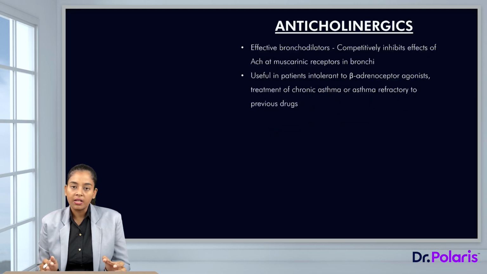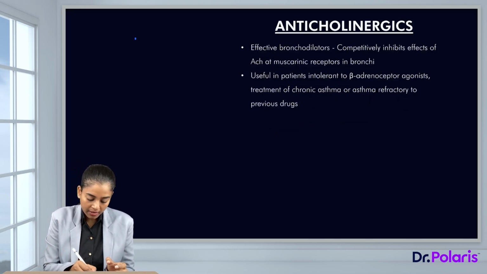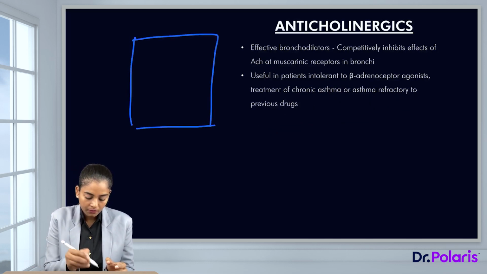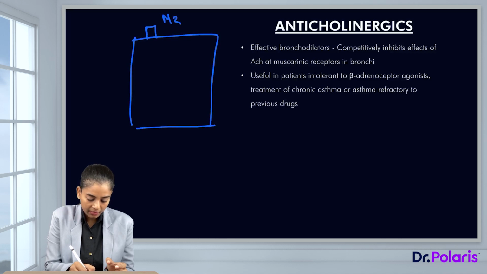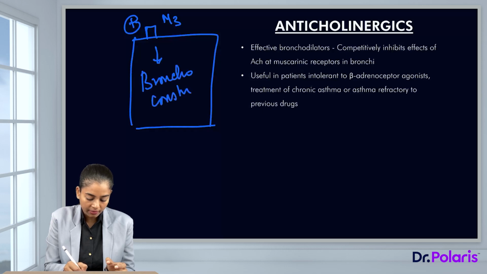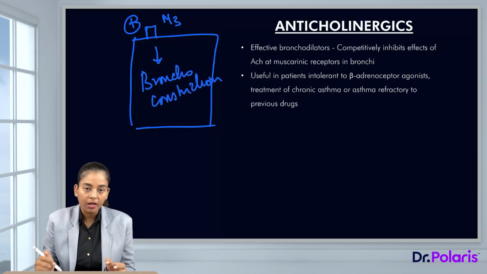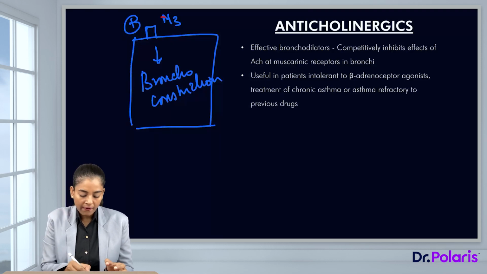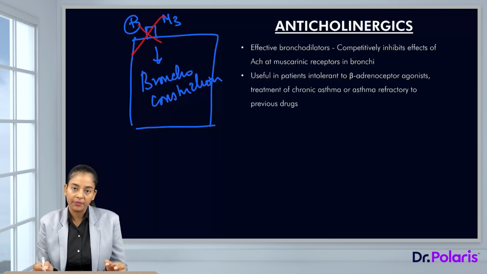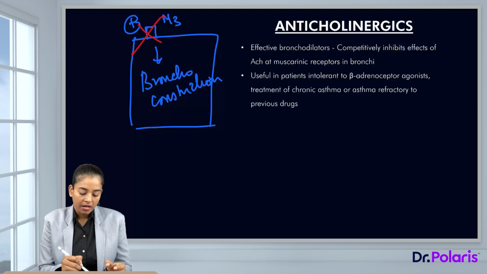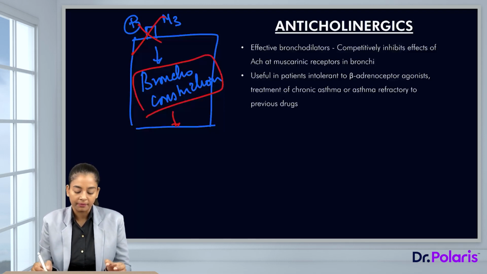Moving on to anticholinergics. Now we know in the bronchial smooth muscle, M3 receptors are present. When they get stimulated, they cause bronchoconstriction. Now anticholinergics, what they will do? They will block the receptor. Which receptor? M3 receptor. So what will happen? Bronchoconstriction will not happen. It will cause bronchodilation.